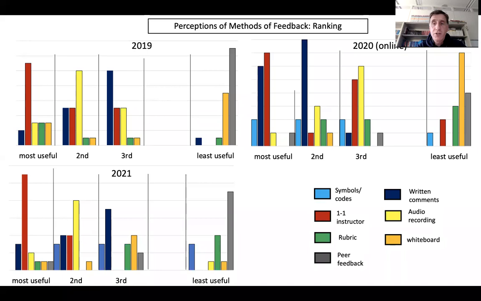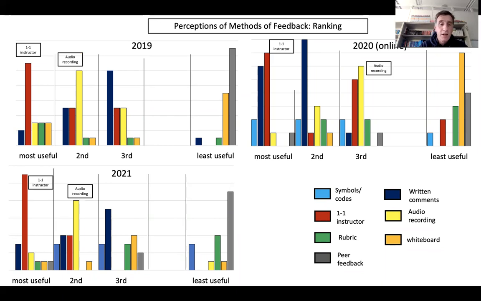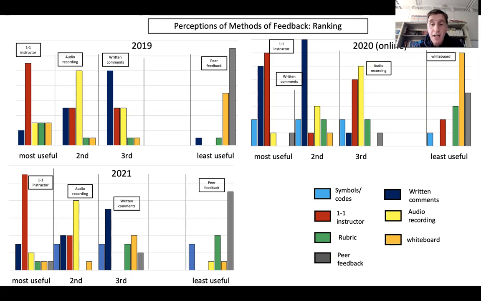Okay, so how did the students perceive these different methods? Through 3 years, I asked them, what do you think about these seven methods of feedback? And in all 3 years, the students preferred the one-to-one feedback the most. And the audio recording was second or third most preferred, or thought to be third most useful, sorry, and the written comments were second or third. So these three are considered very useful by the students. The least preferred, if you want to know from those seven, was peer feedback in two of the years and the whiteboard in the last year.